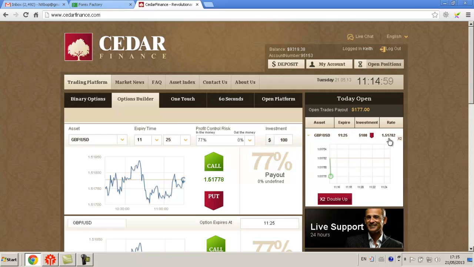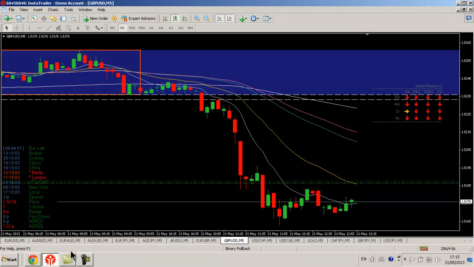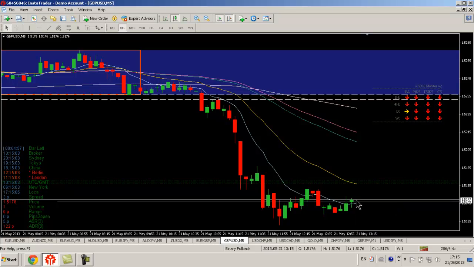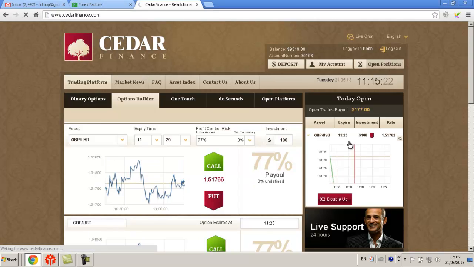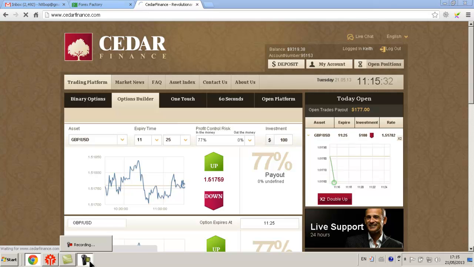We got in there at 1.51782. We'll put a line there, 51782. So it was about there we got on. It's opened a little bit lower already. It's going to be a 10-minute trade, and it's going to expire here at 11:25 on our platform. So I'll put the video on pause and come back closer to the 10 minutes expiry time and see how we've done.